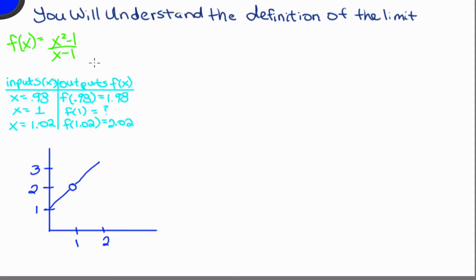Today you will understand the definition of the limit. Suppose we have a function, say f of x equals x squared minus 1 all over x minus 1. Well, if you tried to plot points, you would have a problem when you try to substitute x equals 1, because when x equals 1, we have 1 minus 1 in the denominator, which makes our function undefined.